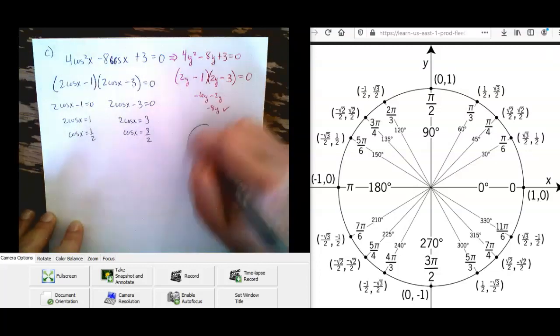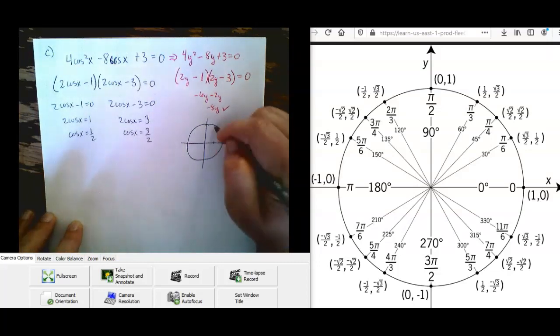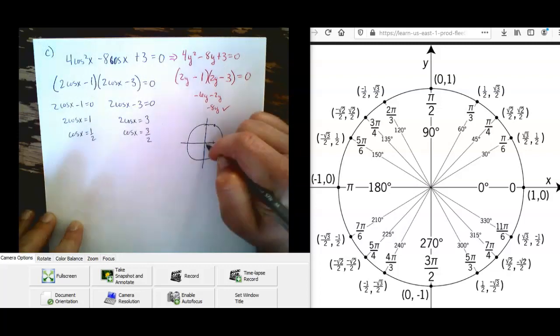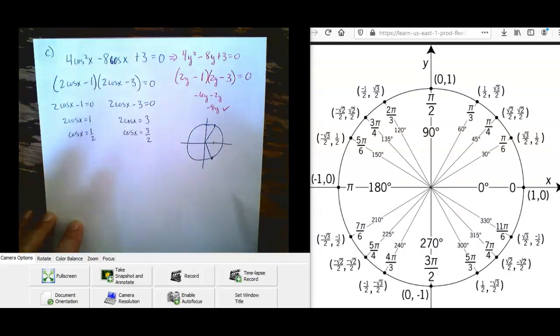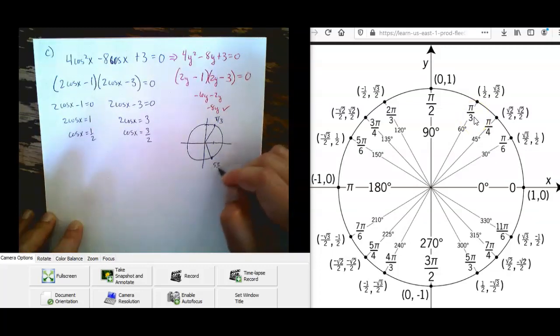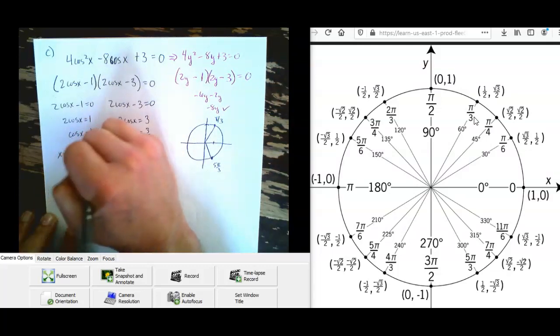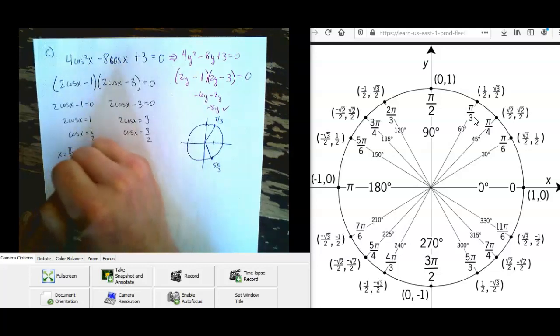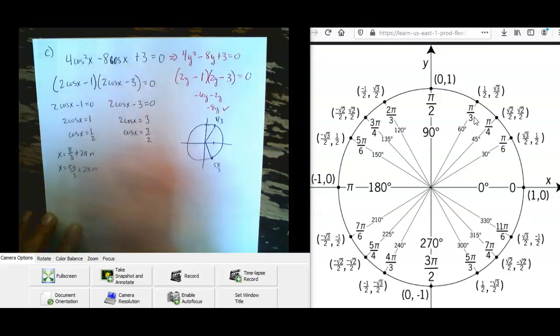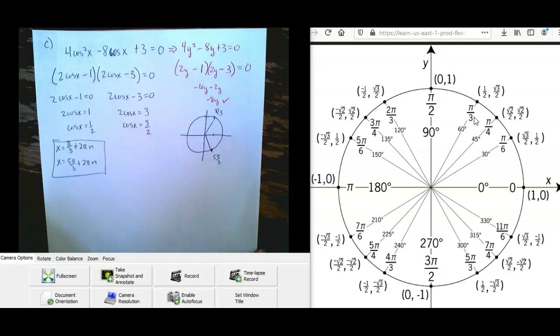Okay? So let's see. Cosine is the x, so where's cosine a half? Well, that happens here and there. So it looks like these are the pi over 3 angle and 5 pi over 3 angle. So the solutions generated from here are x equals pi over 3 plus 2 pi n, and x equals 5 pi over 3 plus 2 pi n. Okay. Now let's look, where's the cosine equal to 3 over 2?